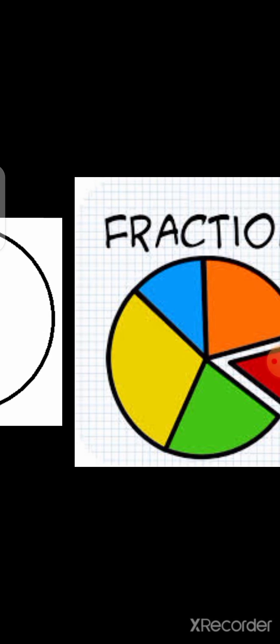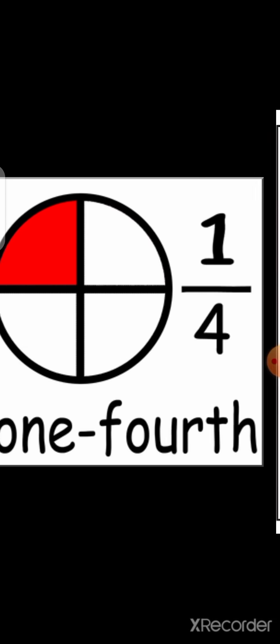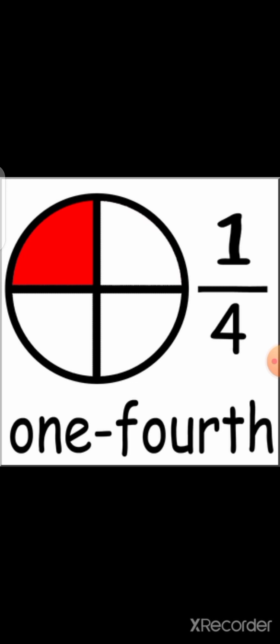When a figure is divided into two equal parts, each part is called 1 over 2. Good. When a figure is divided into three equal parts, each part is called 1 over 3 or 1/3. In the same way, when we divide a figure into four equal parts, each part is called 1 over 4, or in other words, 1/4. Spell of 1/4: fourth, fourth. Let's start today's work.